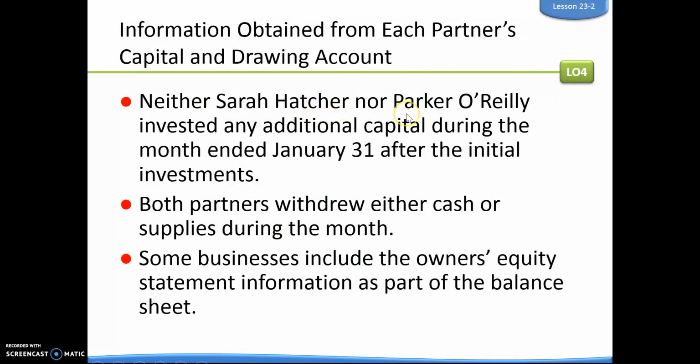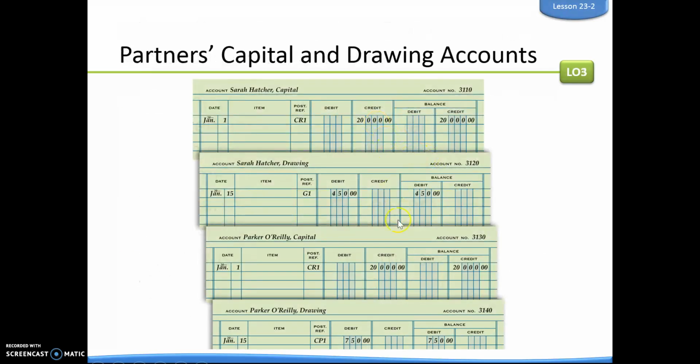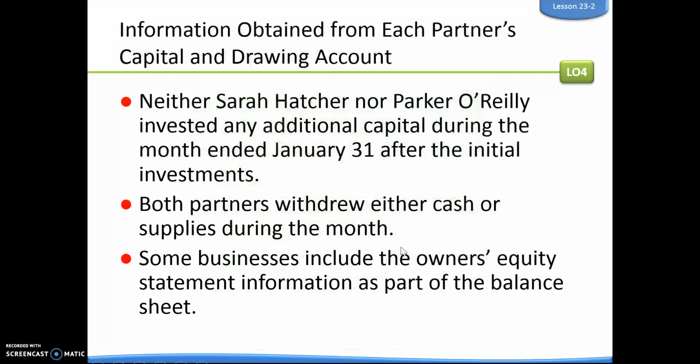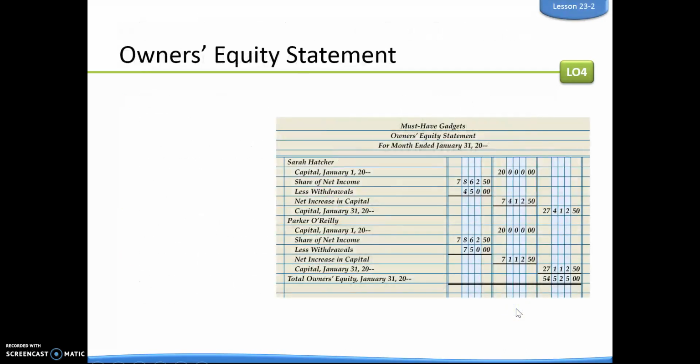Now, neither Sarah nor Parker had invested any additional capital during the month of January, as you saw here. They had no additional capital come in, so just their initial investments. Both partners did withdraw either cash or supplies during the month. And so what we need to do is show the changes that occurred in our owner's equity section. So here's an example of Must-Have Gadgets' owner's equity statement. For this, we break it down by each partner.